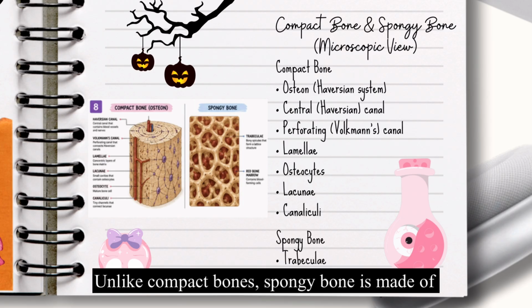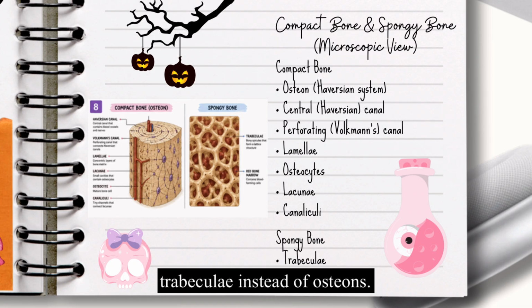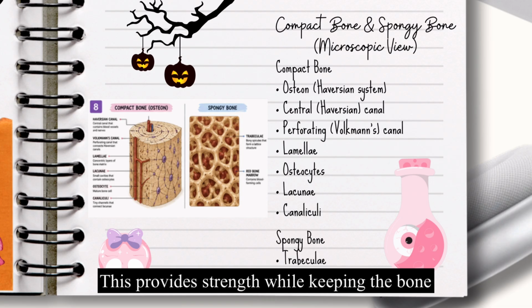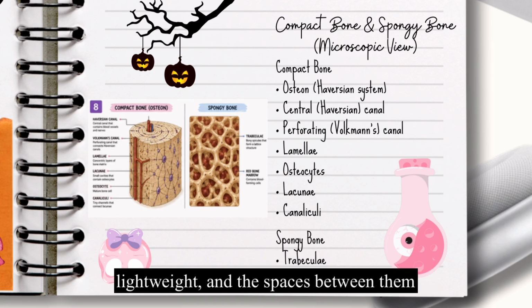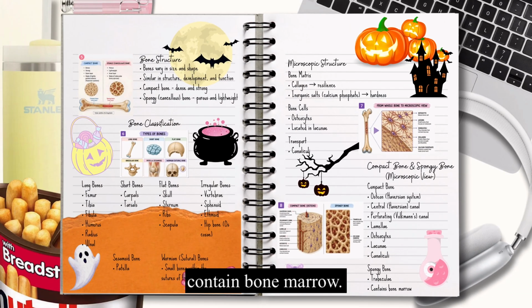Unlike compact bone, spongy bone is made of trabeculae instead of osteons. This provides strength while keeping the bone lightweight, and the spaces between them contain bone marrow.